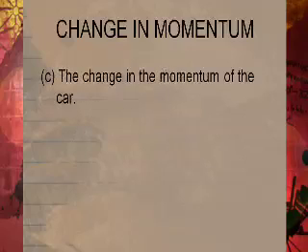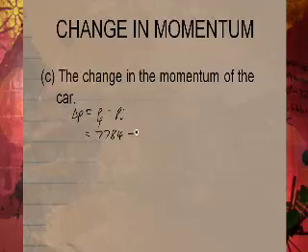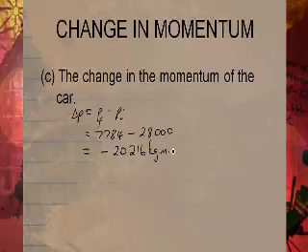Okay, now if I am to find the change in the momentum of the car, change in momentum of the car should be equal to P final minus P initial. That should be equal to what was P final, 7784 minus P initial, 28,000. So we work that out quickly. It's 7784 minus 28,000. And what is the answer? The answer is minus 20,216 kilograms meters per second.